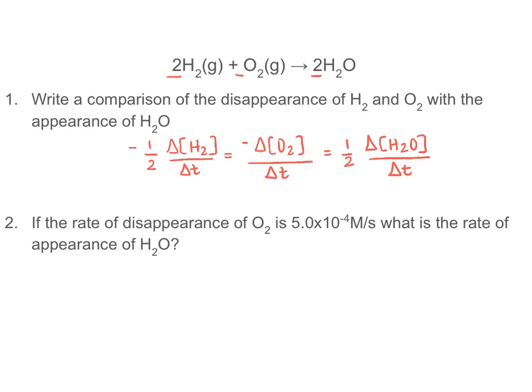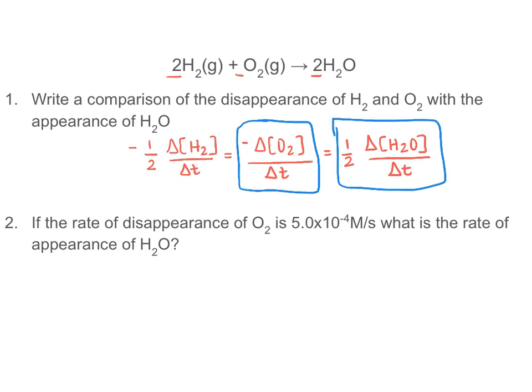So it says, if the rate of disappearance of O2 is 5 times 10 to the negative 4th molar per second, what is the rate of appearance of H2O? So we're comparing the disappearance of O2, which is this piece, with the appearance of H2O. Okay, and we want to know what is the rate of appearance of H2O. So this here is the piece that we want to get by itself.